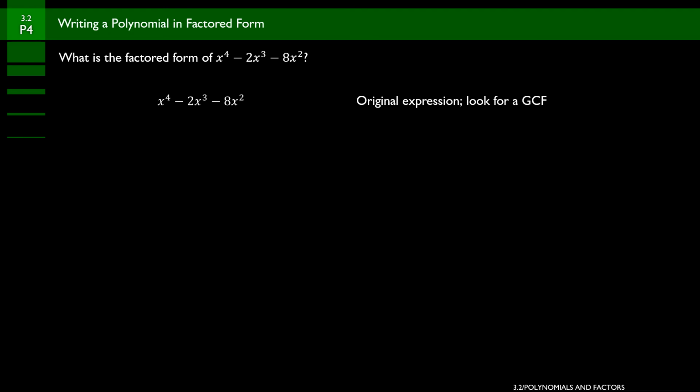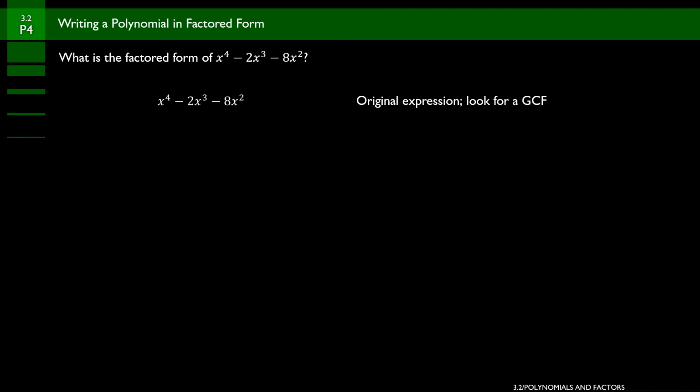And for problem number 4, we're going to reverse the process yet again and go back to being given the expression or the equation and then finding out what the x's are. So this time we're asked what is the factored form of x to the 4th minus 2x cubed minus 8x squared. Now I'm going to continue on to finding the zeros.